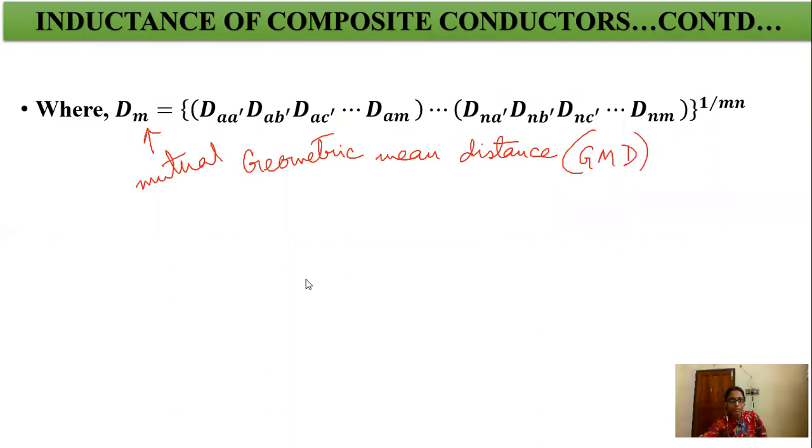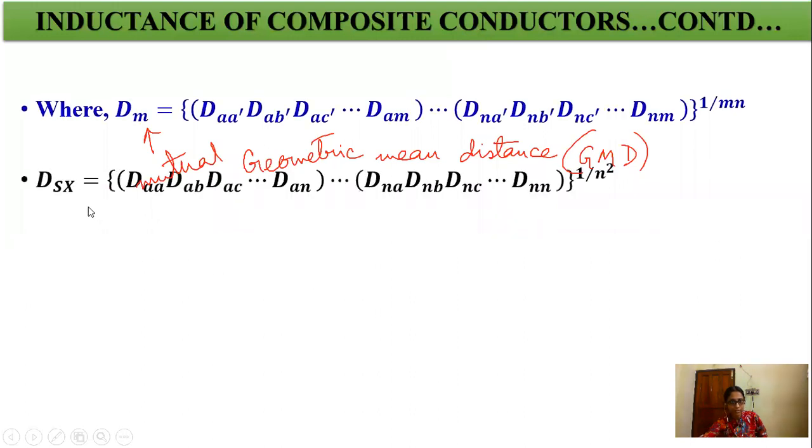And another term is DSX, the self term. This one is the n square root of the product of n into n terms. That is the product of the distances between each subconductor and all the subconductors of the self composite conductor. Suppose we are considering composite conductor X.